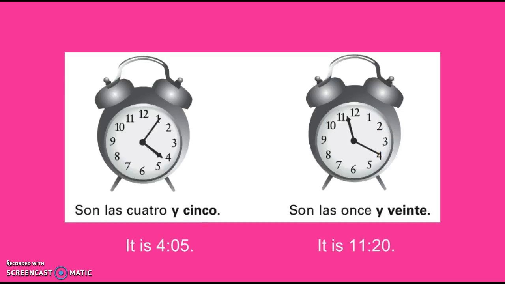If it's after the hour, then you use the word y, which means and, and then the number that it is after. So for example, if it's 4:05, we would say son las 4 y 5. Literally what we're saying is it is 4 and 5, or they are 4 and 5, excuse me, because the 4 o'clock hour would be plural. And if I wanted to say it's 11:20, I would say son las 11 y 20.